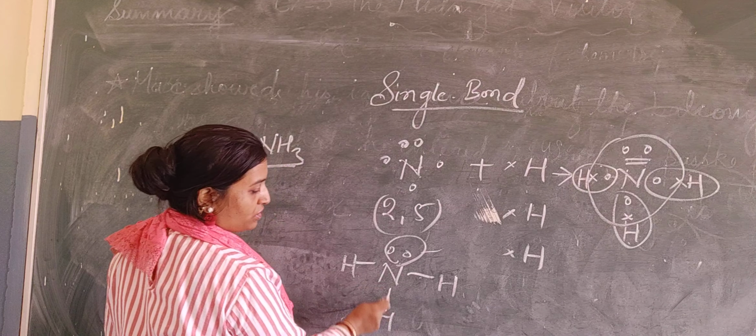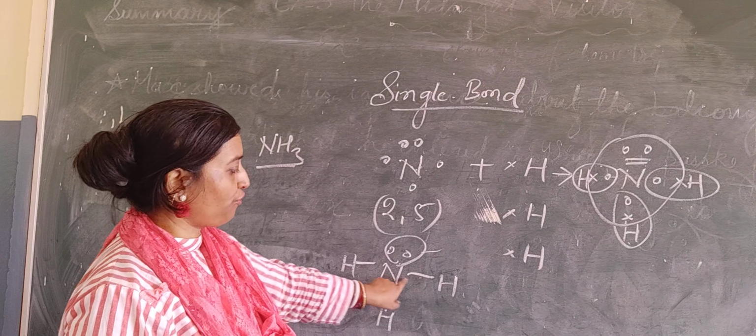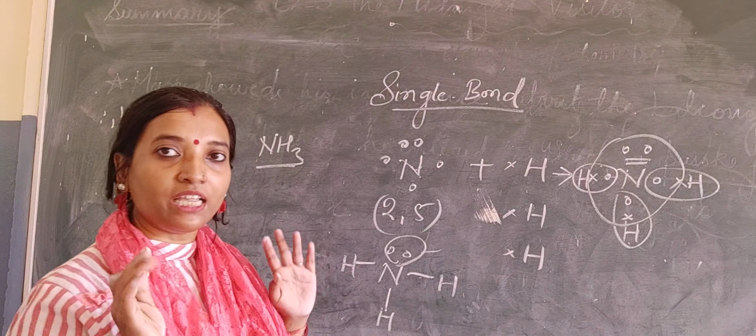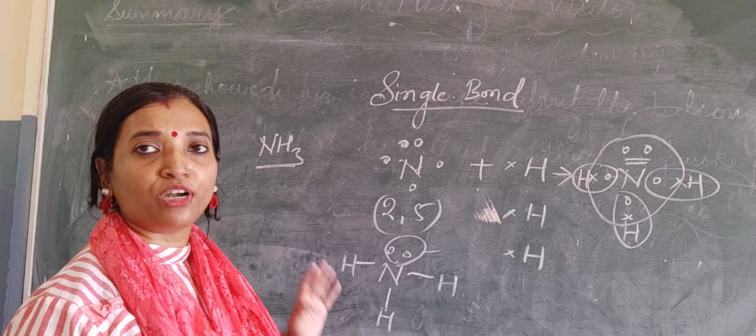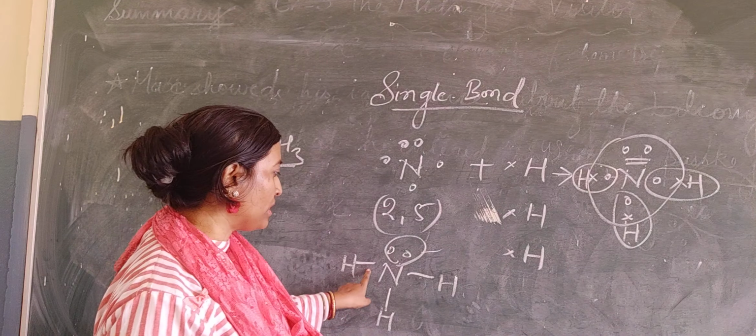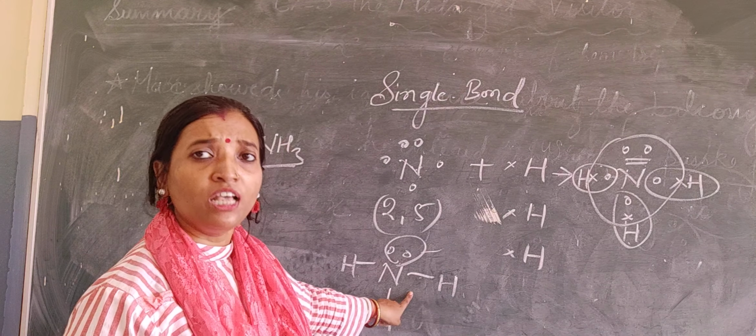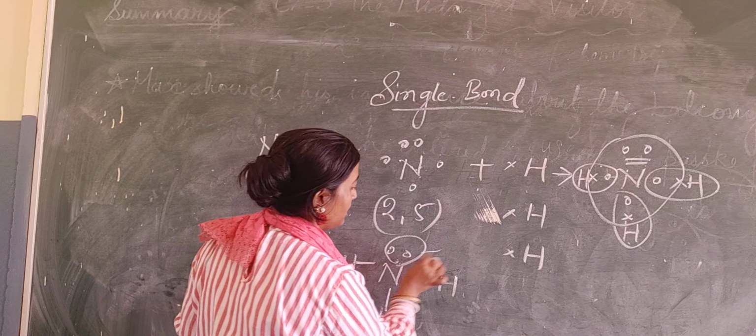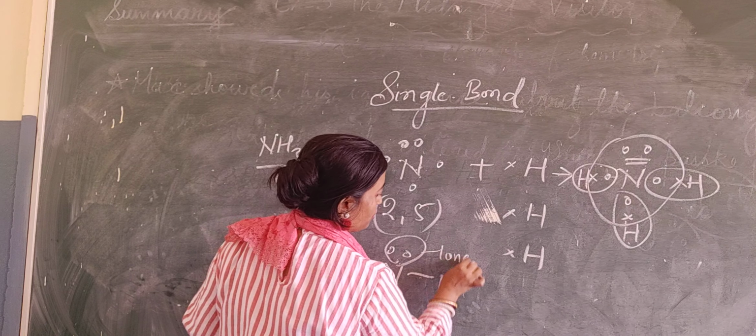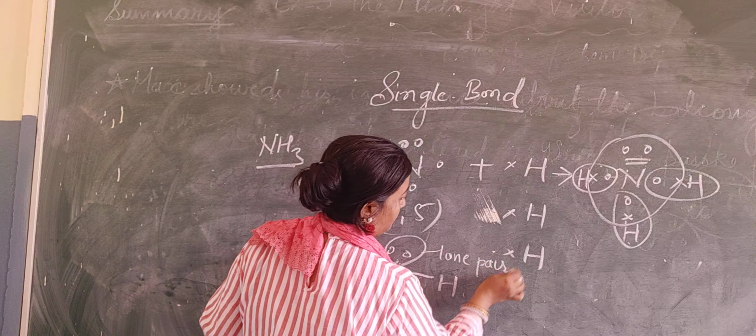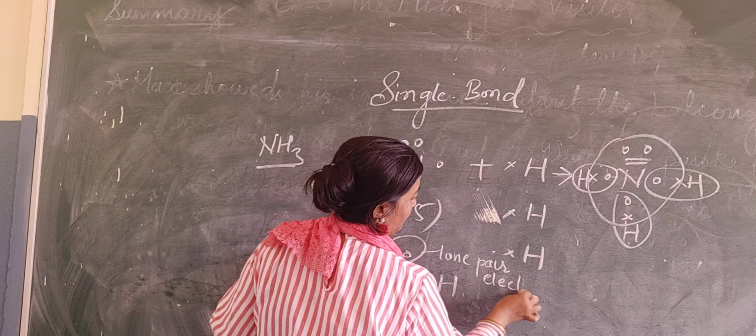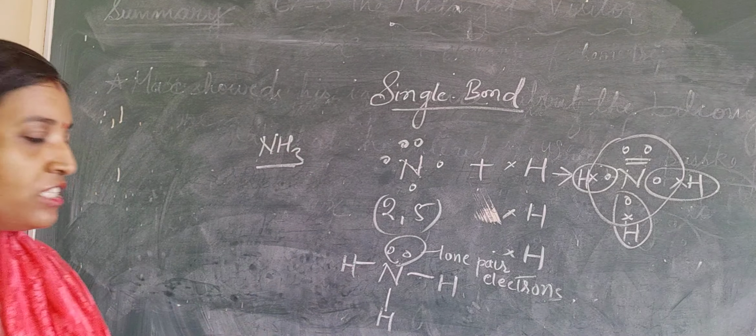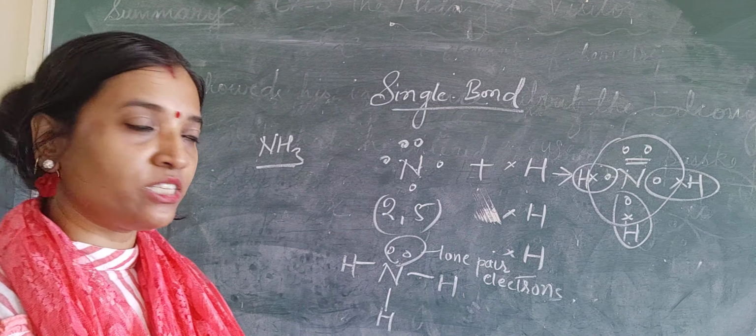These are the single bonds where 1, 2, 3, 4, 5, 6. 3 pair of electrons are shared. Okay, means single bond. One pair at each time. Okay, it is not a triple bond. It is a single bond. Okay, here one single bond, here one single bond, and here one single bond. Okay, here this is not participating in bond formation. These are called lone pair electrons. Okay, so this is the structure for your NH3.